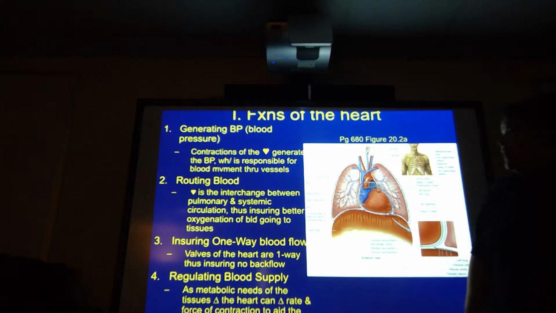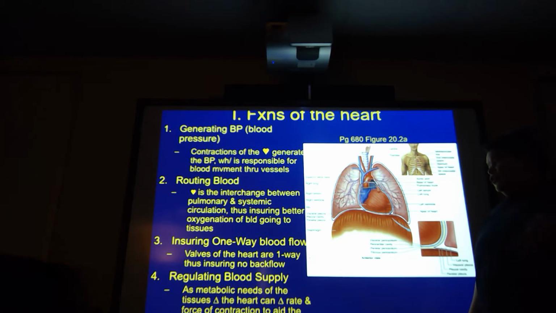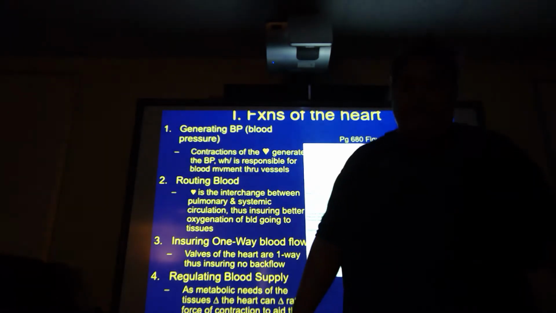Regulating your blood supply. As the metabolic needs of the tissues change, the heart can change rate and force of contraction to aid tissues. This is pretty simple. When you exercise, does your heart speed up? Why? Well, honestly, it's because your muscles are using more oxygen, they're making more waste, they need more nutrients, so the blood needs to travel faster to drop things off and pick things up. How do I do that? I get the heart to go on ahead and pump faster. As my body's needs change, my heart changes what it's doing.